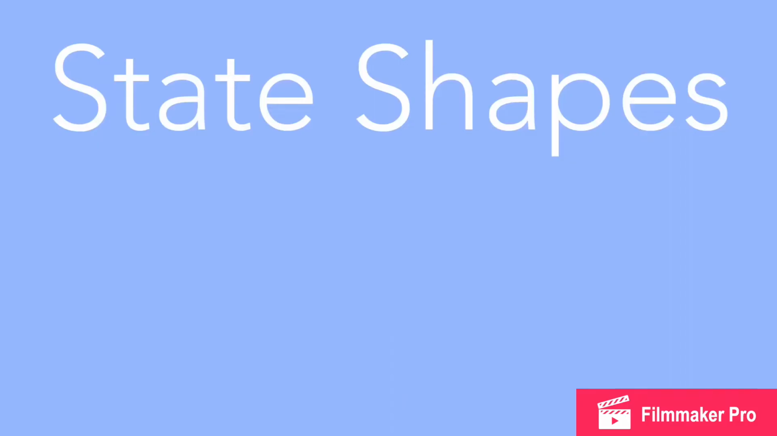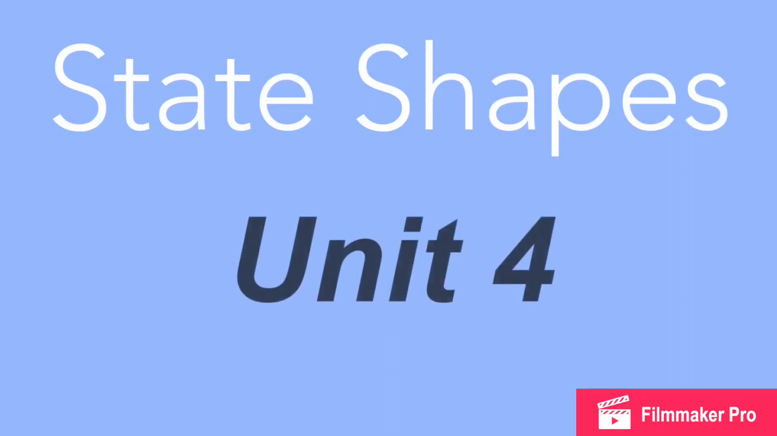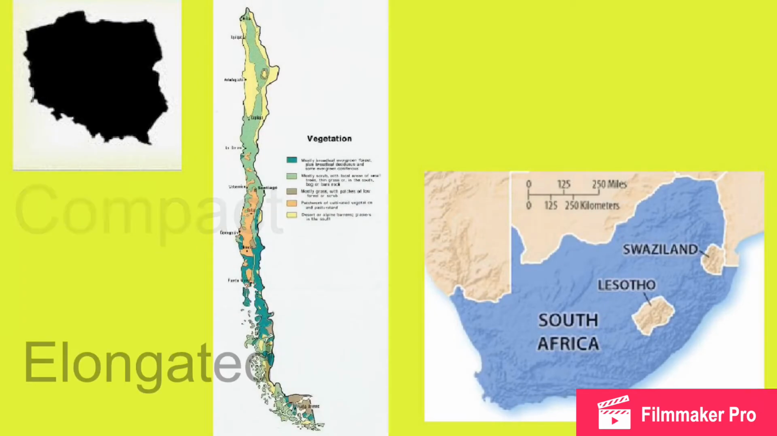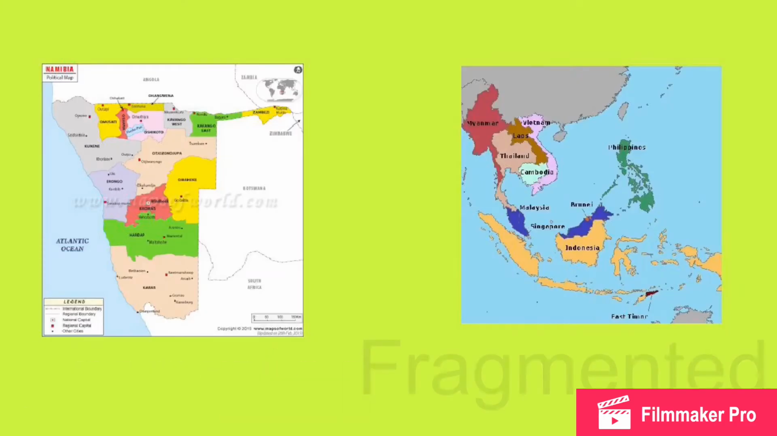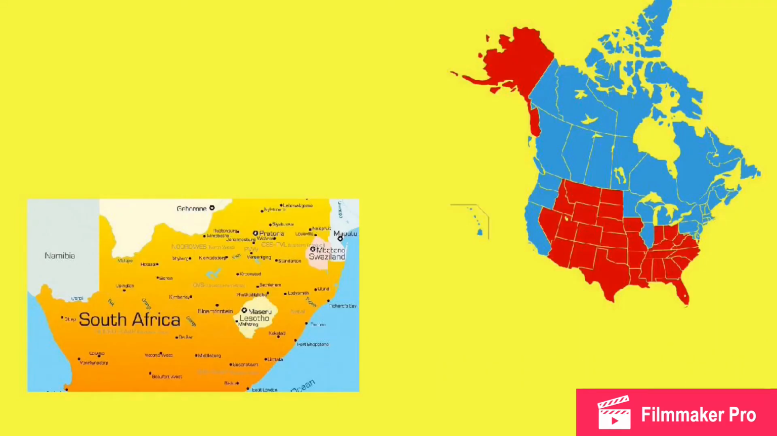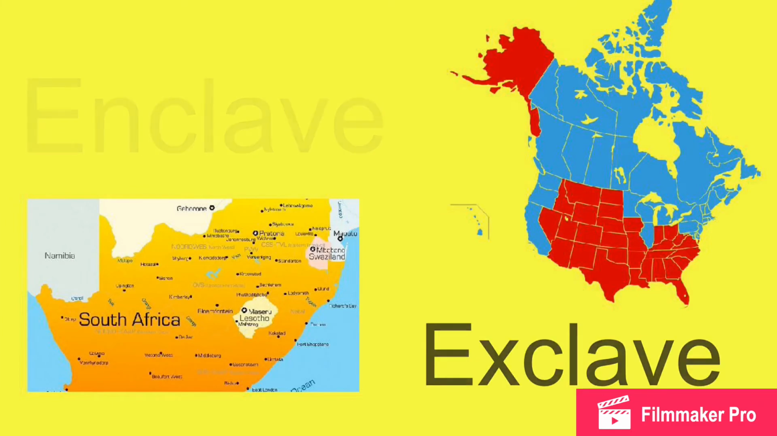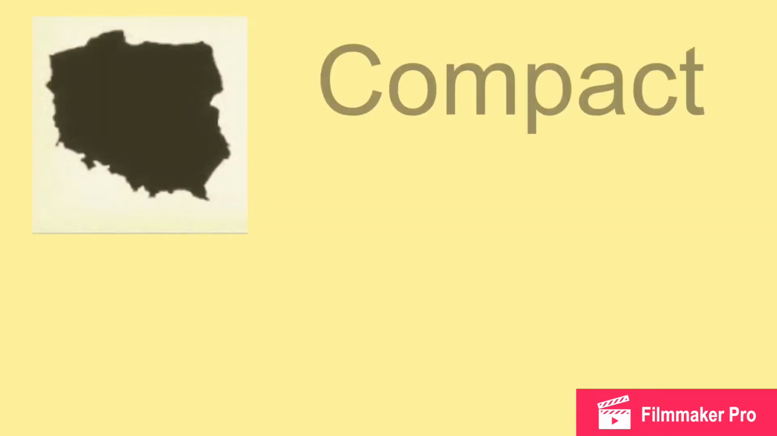So today we'll be talking about state shapes. This is a concept that is studied in Unit 4 of AP Human, and I'm just going to make a quick little video so that you can be prepared for the final exam in about a week. Okay, so the state shapes we're going to be covering today are compact, elongated, perforated, prorupted, fragmented, and enclave and exclave states.